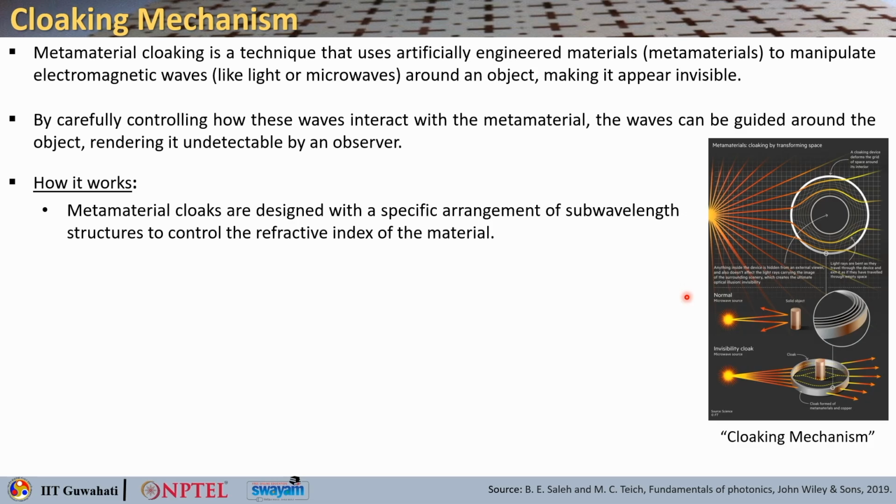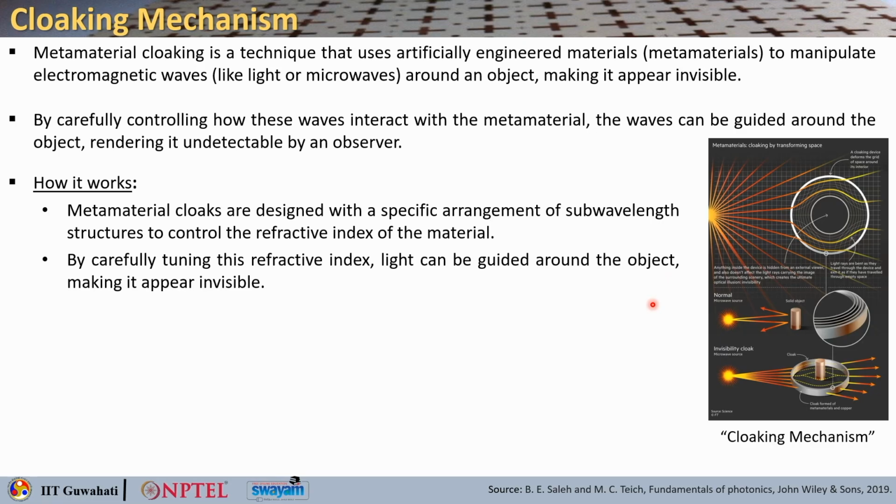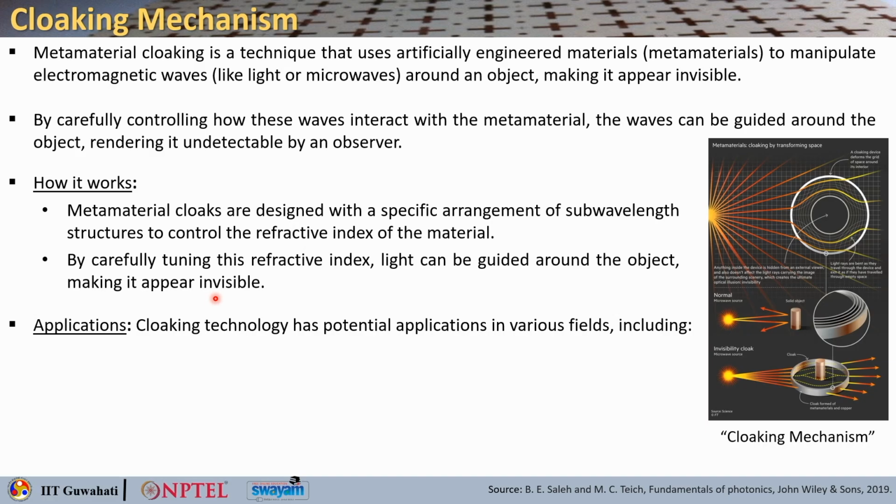So how it basically works: metamaterial cloaks are designed with a specific arrangement of sub-wavelength structures that can control the refractive index of the material. So you are basically getting a kind of graded index material where the light can slowly bend around, and when the light rays exit and if you trace back, it comes from the same source without getting any disturbance, right. That is basically making the object invisible. Why this particular technology is very interesting is because it has several applications, particularly in the field of defense. It can allow concealing military equipment from radar detection.